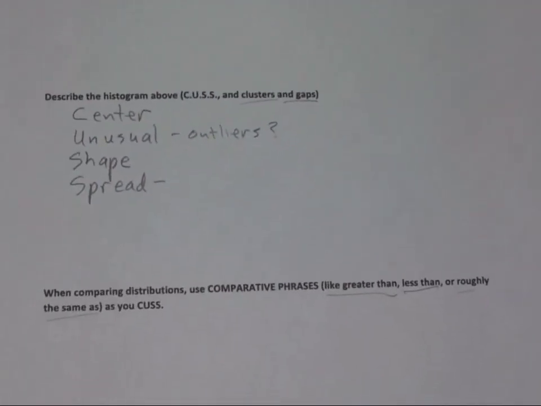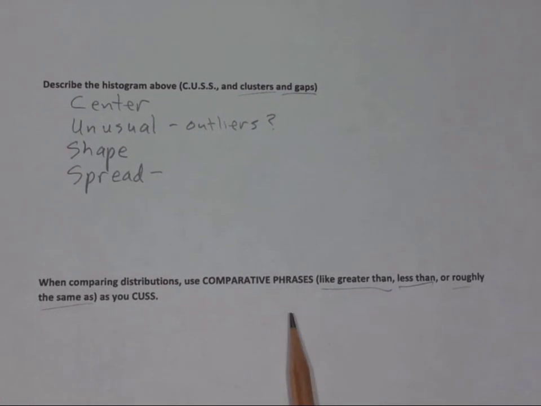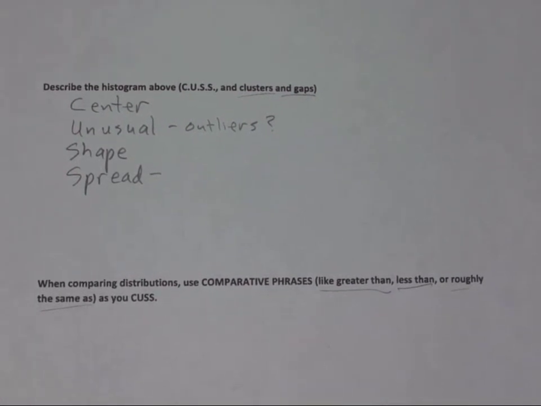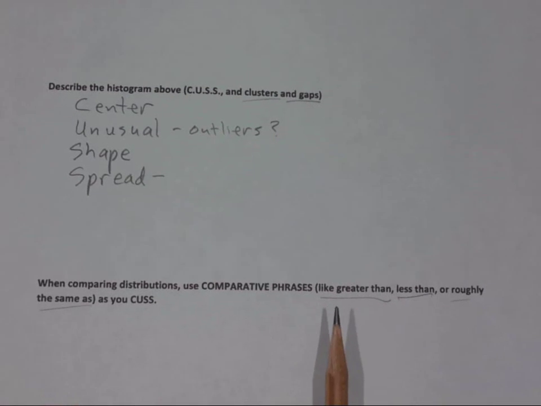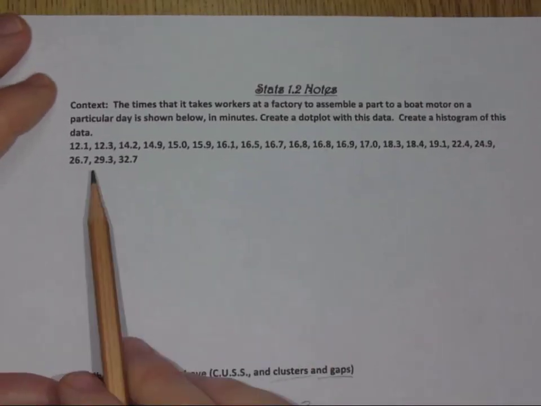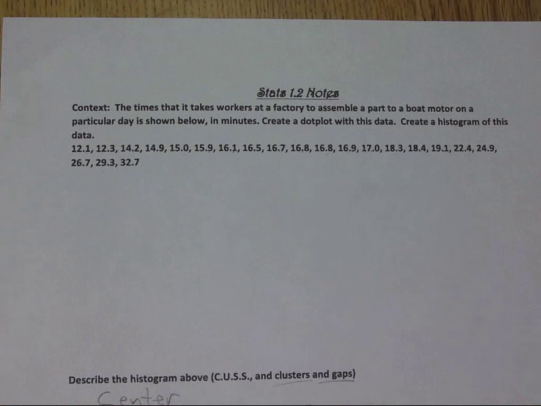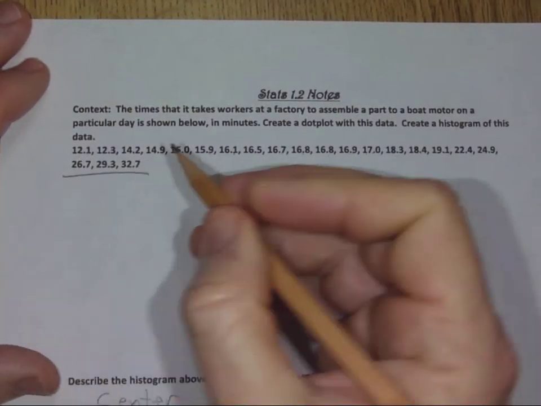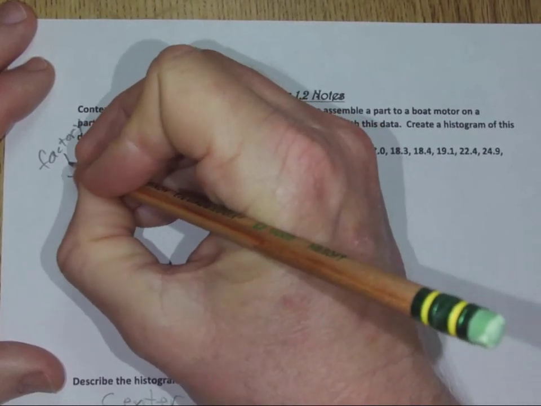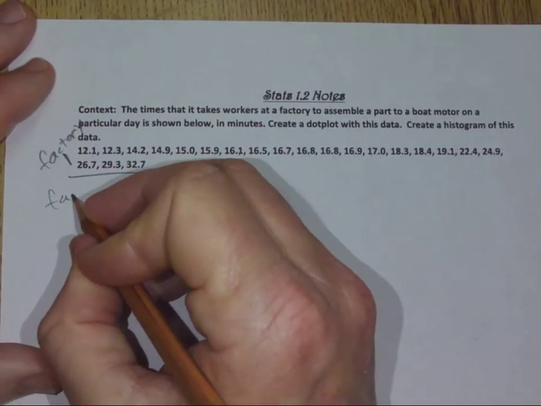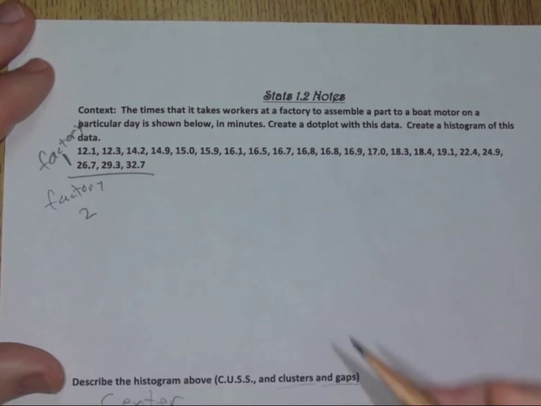Now, let's say you were given two distributions, in other words, two lists of numbers, and you were asked to compare the distributions. The key thing whenever you're asked to compare distributions is to discuss using comparative phrases, like it says here. What that means is this. Let's say there were two factories, not just one. This is factory 1, and here's the amount of time it takes them. And let's say you're given another factory. This happens a lot on the AP exam, where they give you two lists of numbers.